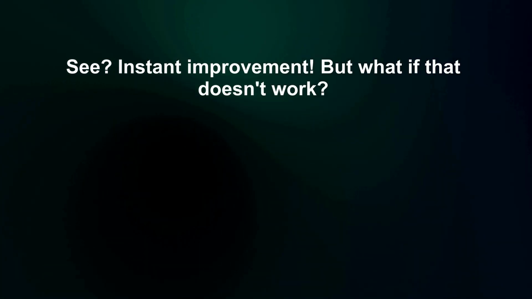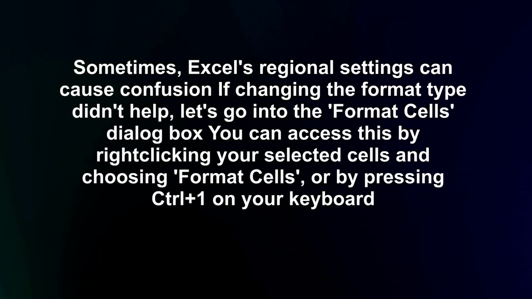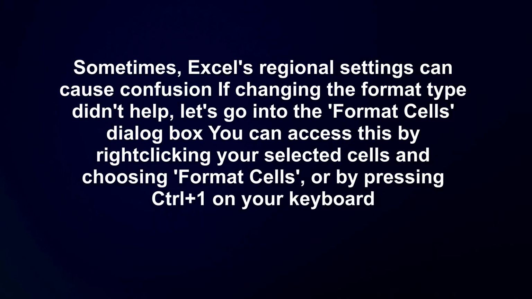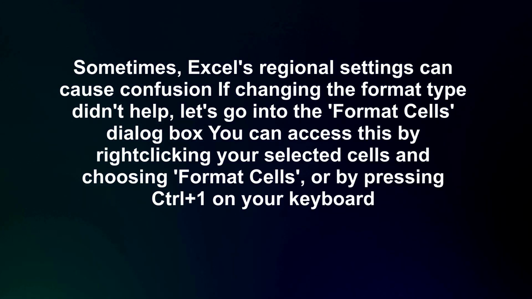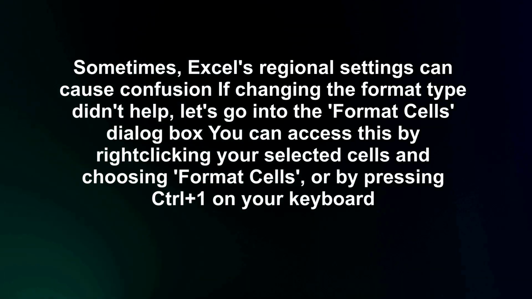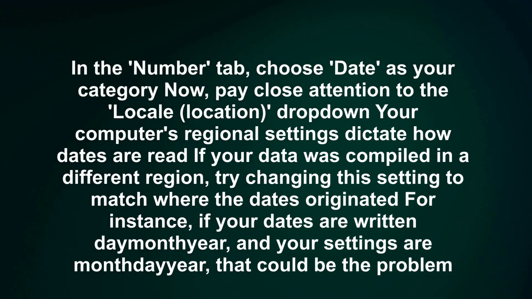But what if that doesn't work? Sometimes Excel's regional settings can cause confusion if changing the format type didn't help. Let's go into the Format Cells dialog box. You can access this by right-clicking your selected cells and choosing Format Cells, or by pressing Ctrl+1 on your keyboard. In the Number tab, choose Date as your category now.